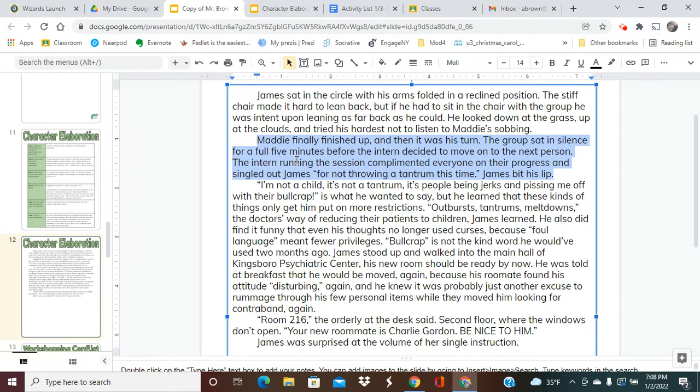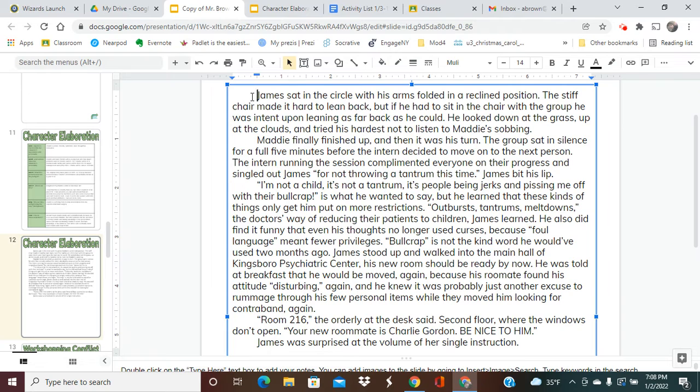This is a story about James. This could also be the introduction of my story. It gives us a really good idea of James's attitude. He gets annoyed by people. He doesn't want to share. He's sitting in a circle and he doesn't want to share his feelings. He's next to this person named Maddie.